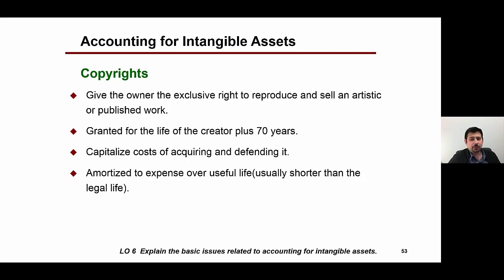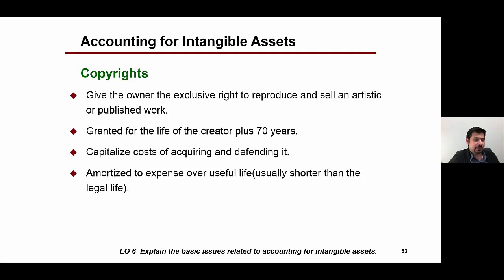Copyright is another intangible asset, and this is basically the right of reproducing or using or selling any artistic or published work for 70 years after the death of the creator. So, for example, someone who wrote a book, after the author of the book has died, and 70 years, this material will be copyrighted.